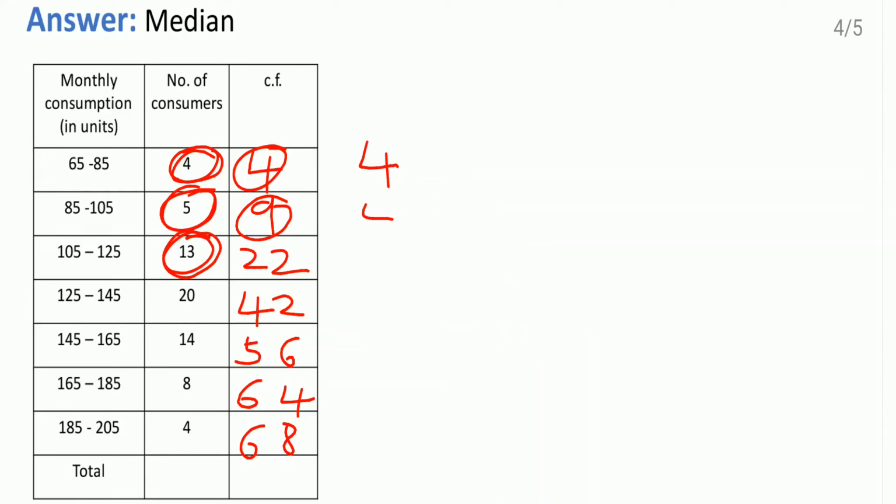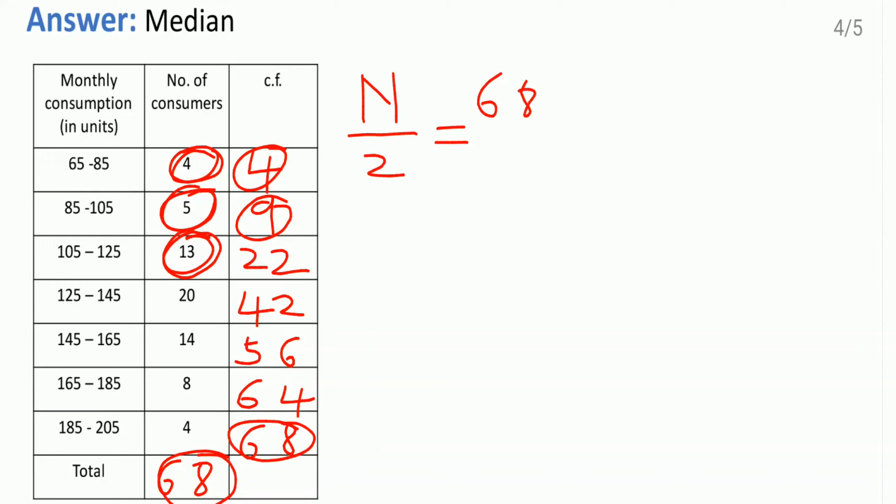Right? Now, the total number of consumers are 68. So here I'll write down 68. See, this value and this value is matching. So n, total number of consumers, means n. N by 2 I will do. So 68 by 2, which comes as 34. Now I need to find out in which class interval the 34th consumer comes.